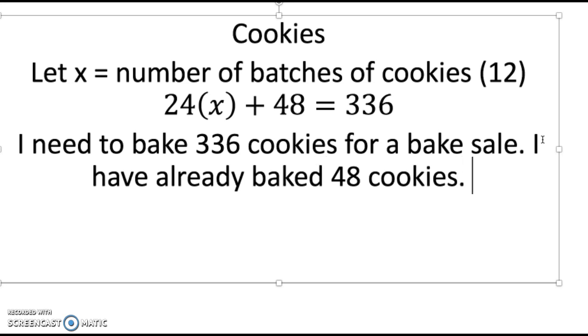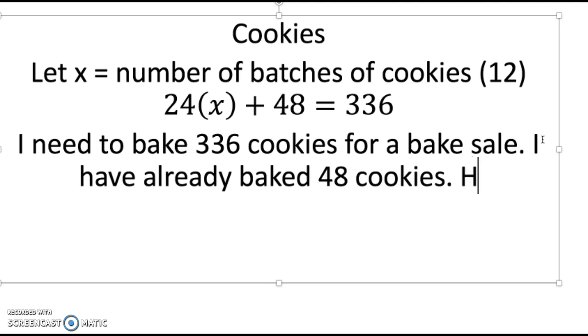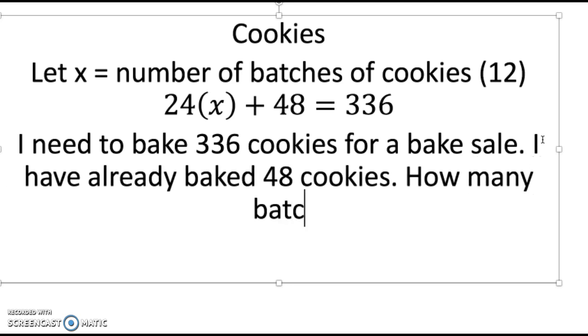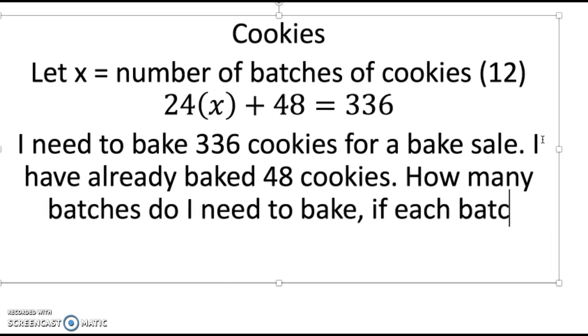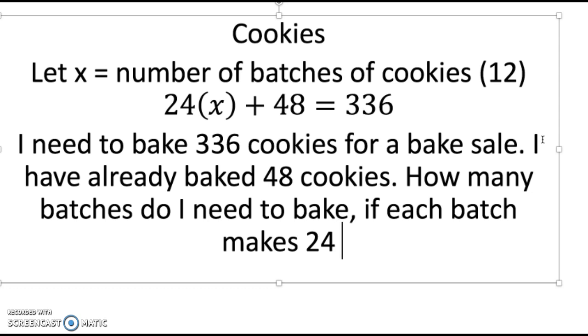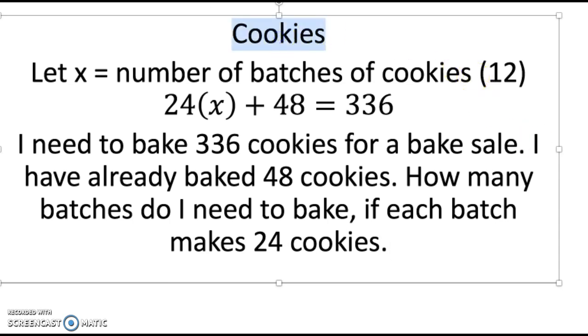Now I have to get to the part with my x. This is my question. How many batches do I need to bake if each batch makes 24 cookies? And that's where I get my equation, and I already know my answer is 12. Okay, give that a try. See if you can make up two of your own problems.